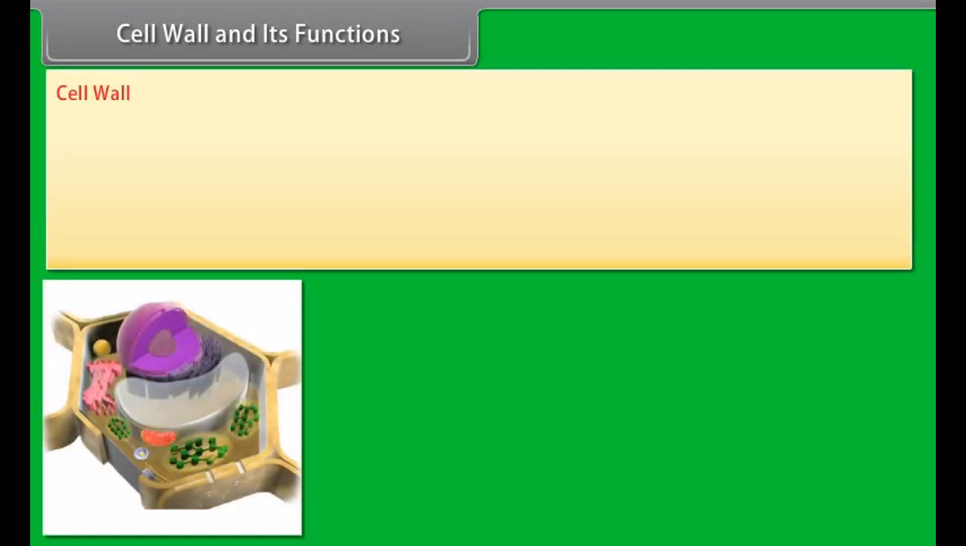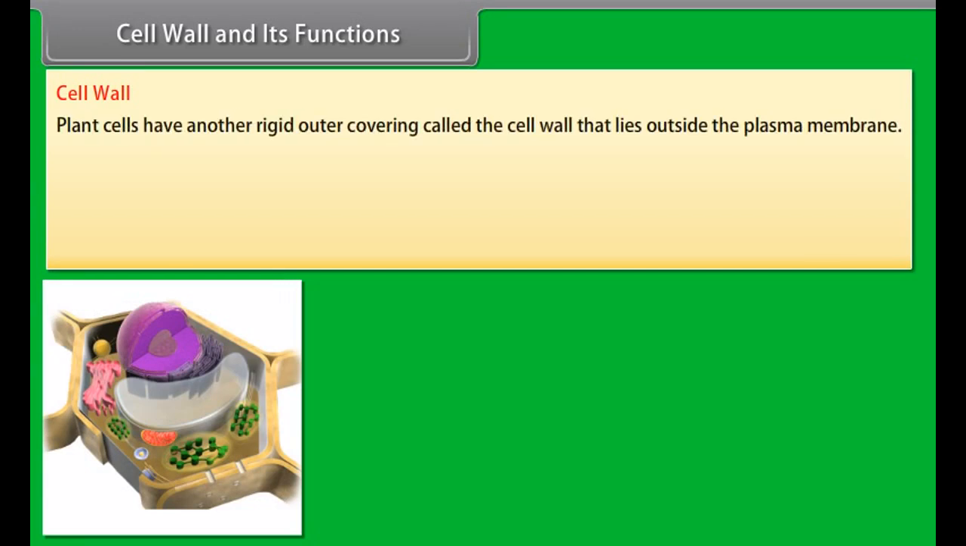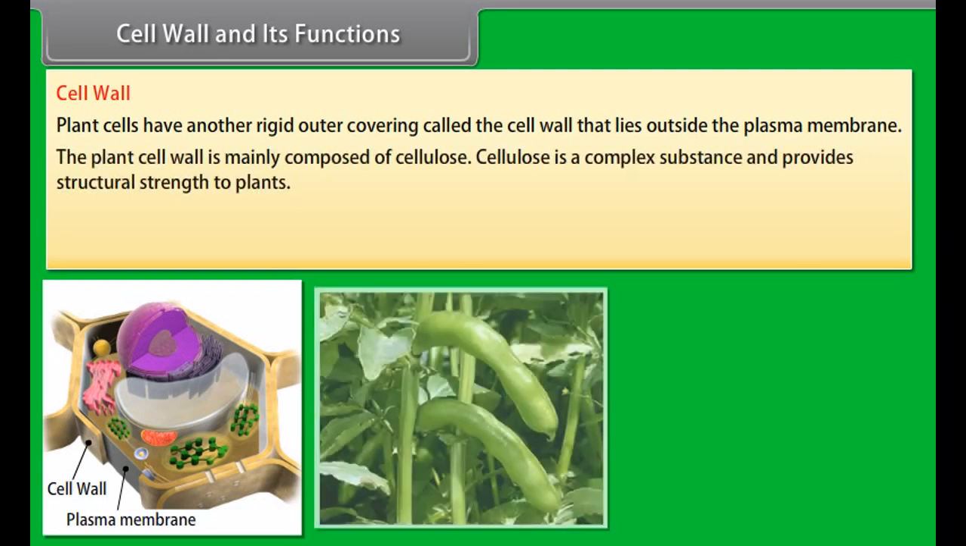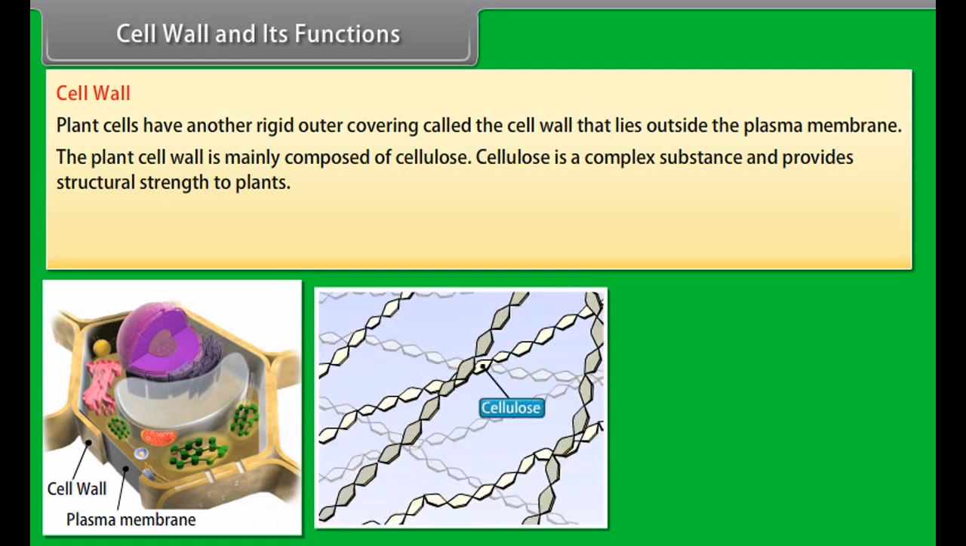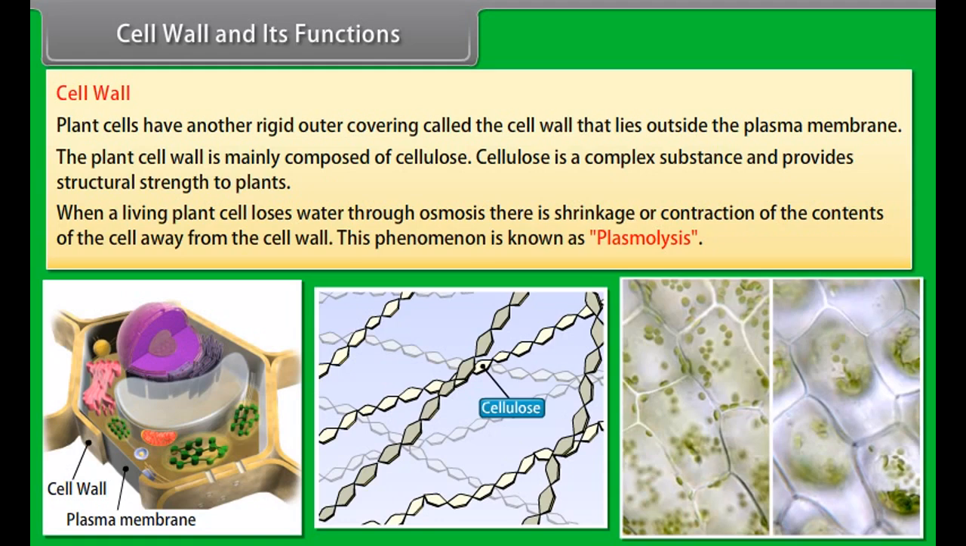Cell wall and its functions. Cell wall. Plant cells have another rigid outer covering called the cell wall that lies outside the plasma membrane. The plant cell wall is mainly composed of cellulose. Cellulose is a complex substance and provides structural strength to plants. When a living plant cell loses water through osmosis, there is shrinkage or contraction of the contents of the cell away from the cell wall. This phenomenon is known as plasmolysis.